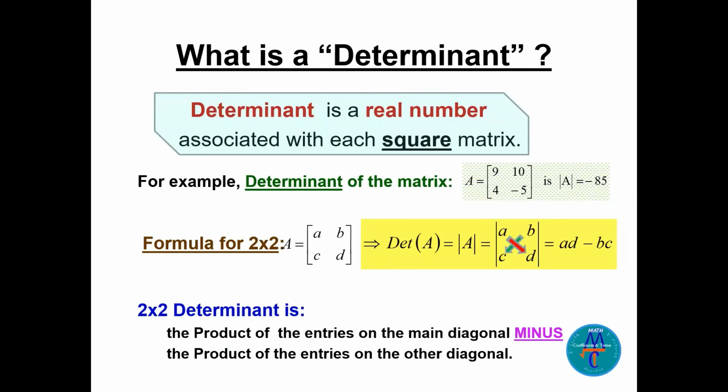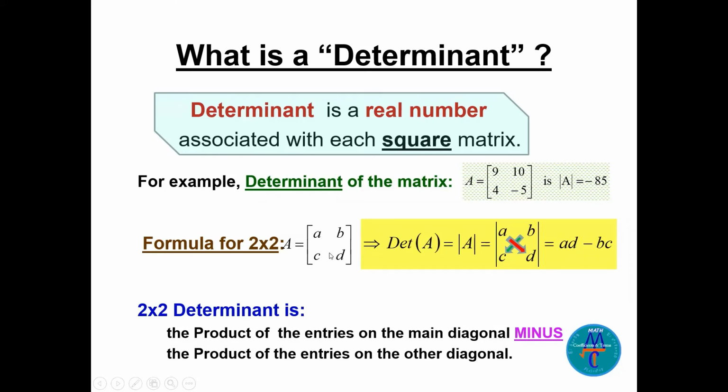Now, what is a determinant? Determinant is a real number. So it can be 5 or half or -6 or 0 or 1 or 100 or -50. It's a real number associated with each square matrix. For example, the determinant of this matrix A, 9, 10, 4, -5, we write 2 bars here. The determinant is -85.